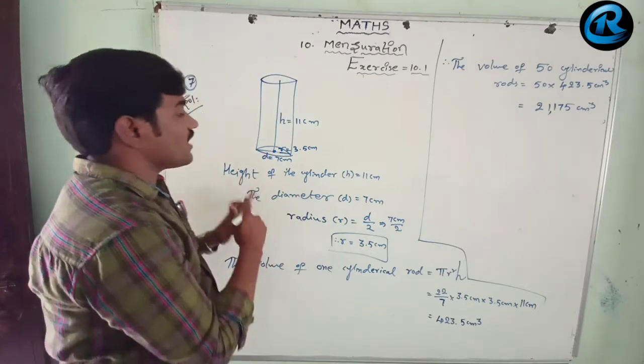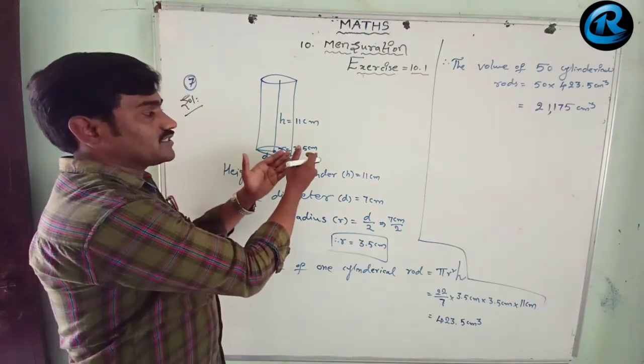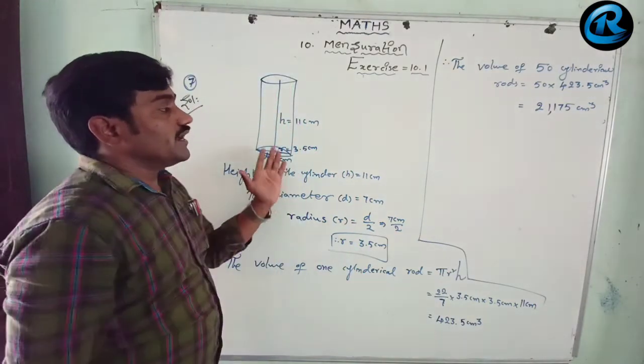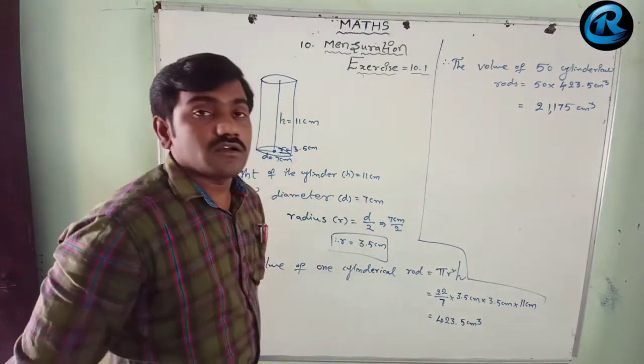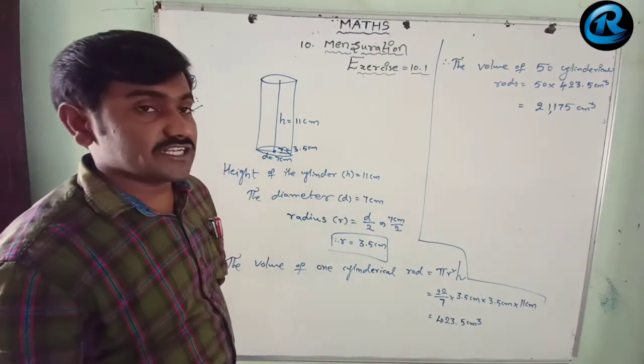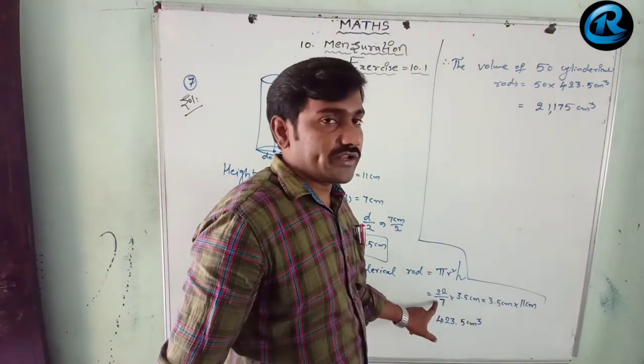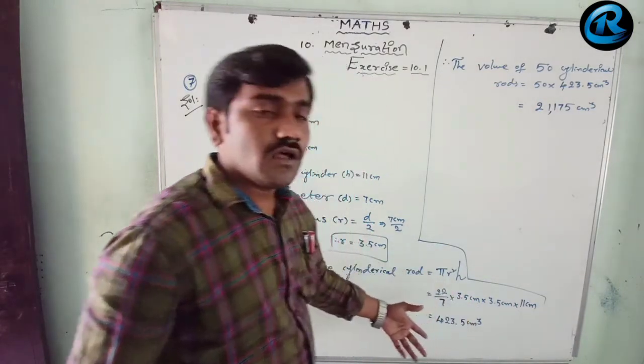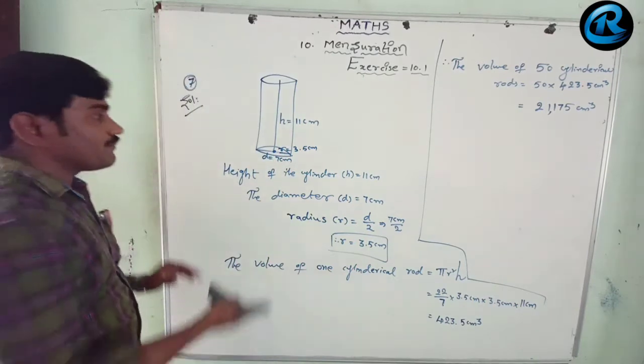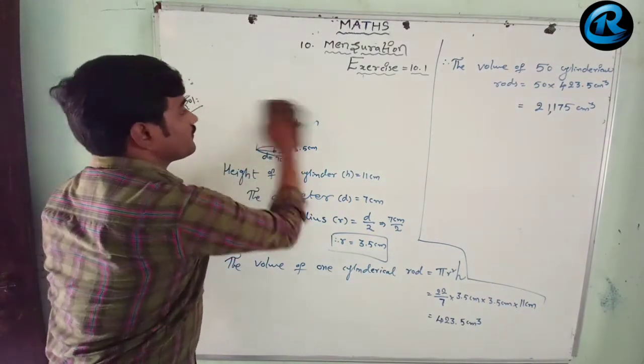If one cylindrical rod having radius 3.5 centimeter and height 11 centimeter, it will take the volume like 423.5 centimeter cube. When you multiply this all, you will get. Or, you take 3.14 here, this will multiply. Okay. Then this is the seventh one.